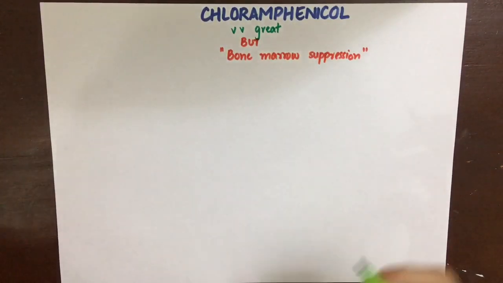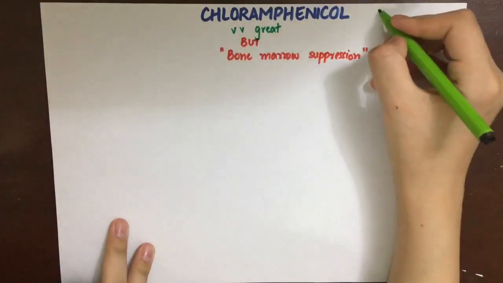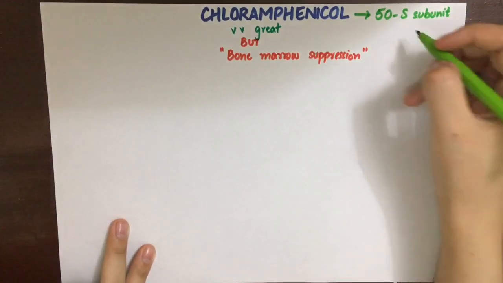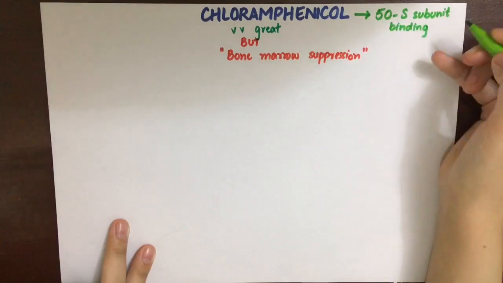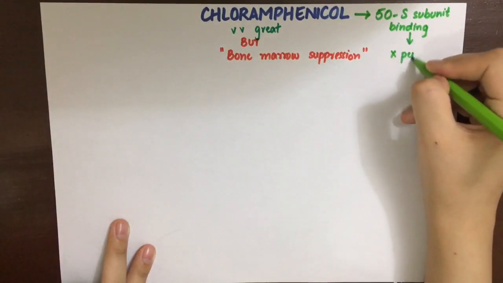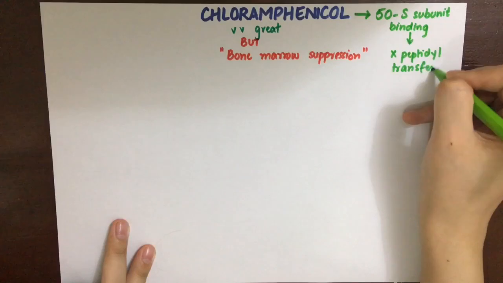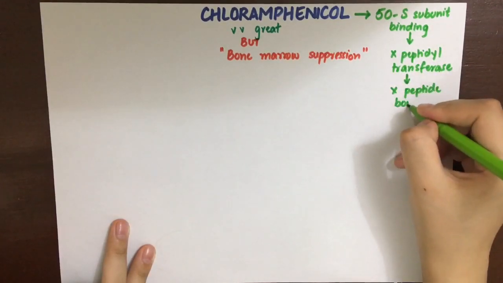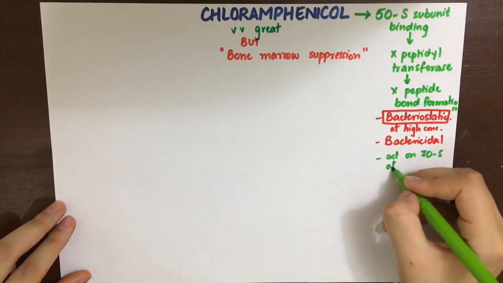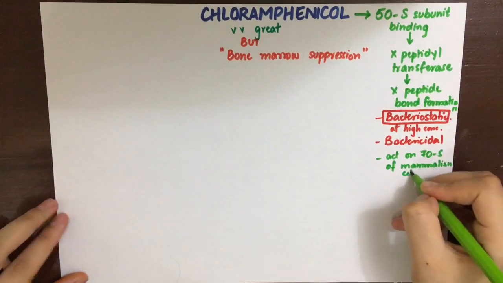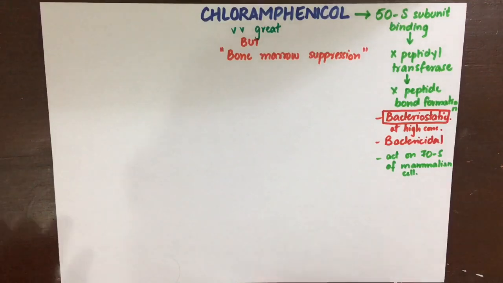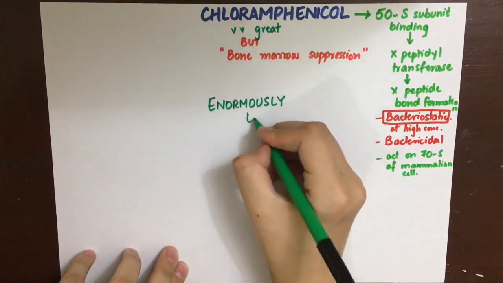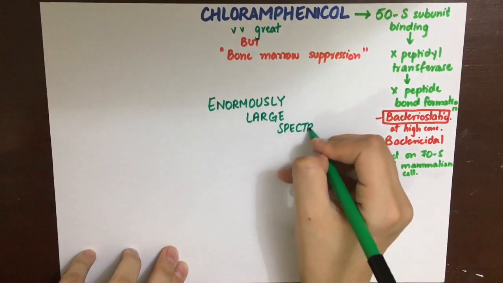It acts by binding reversibly to the 50S subunit and inhibiting peptidyl transferase, thus preventing the peptide bond formation between the upcoming amino acids and thus inhibiting protein synthesis. By inhibiting protein synthesis, it is bacteriostatic, but at high concentration, it can also act as a bactericidal agent. Chloramphenicol can also act on the 70S ribosome of the mammalian cell and thus inhibit mitochondrial protein synthesis as well. As I said, chloramphenicol has an enormously large spectrum.